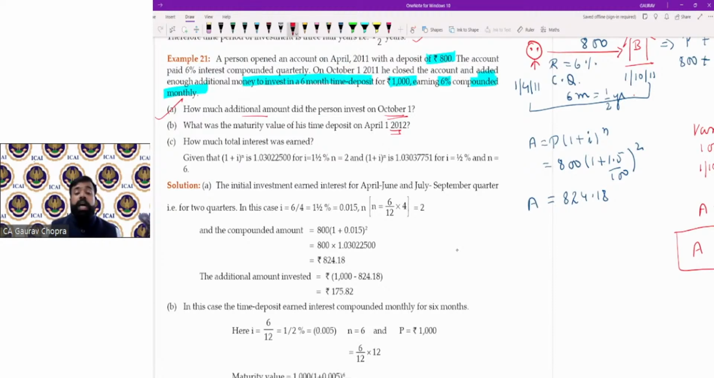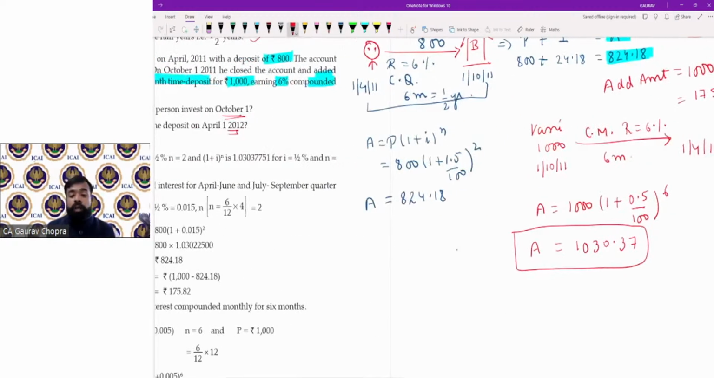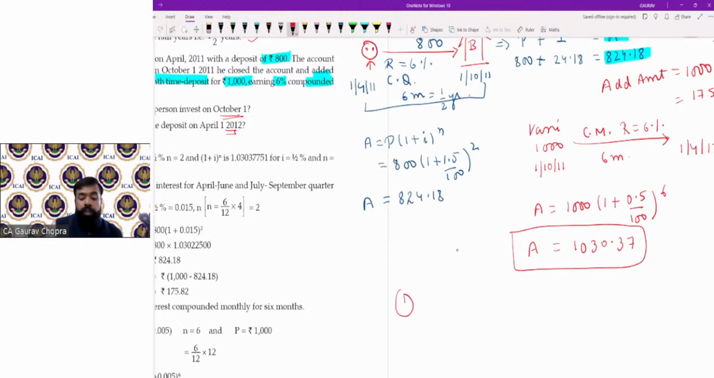The third portion says how much is the total interest earned. So in the first part, Vani has earned 24.18 as the interest. And in the second portion, the interest earned was 30.37. So we can add both of them and you will get the final answer, 54.55. So this is the final interest.